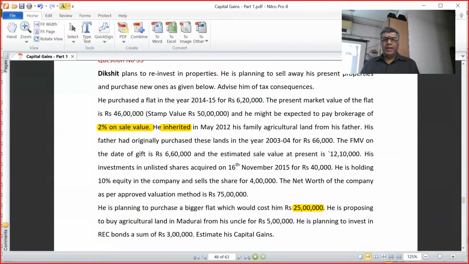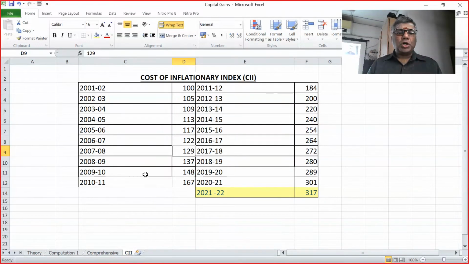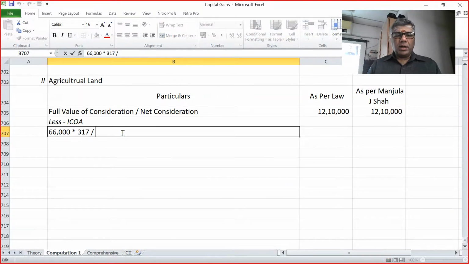Cost of acquisition. He inherited the land in May 2012, and his father had originally purchased it for 66,000. So 66,000 into 317 divided by the index for May 2012, 200. Year of inheritance.